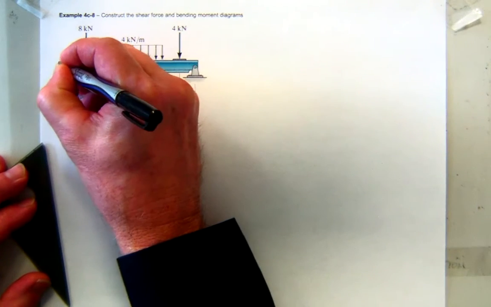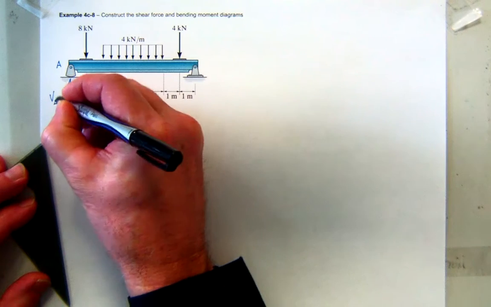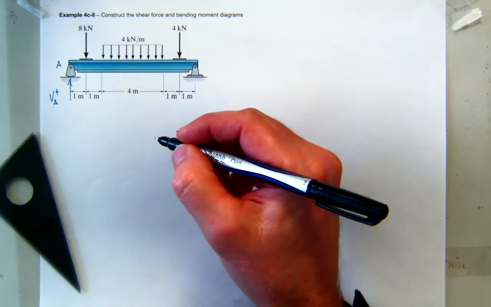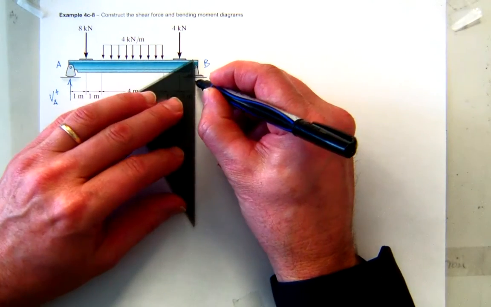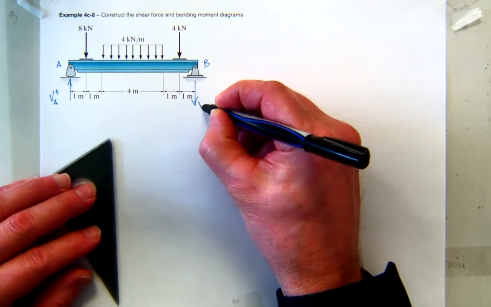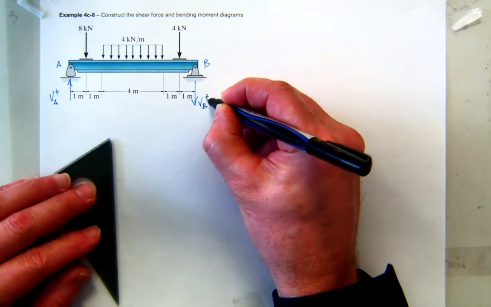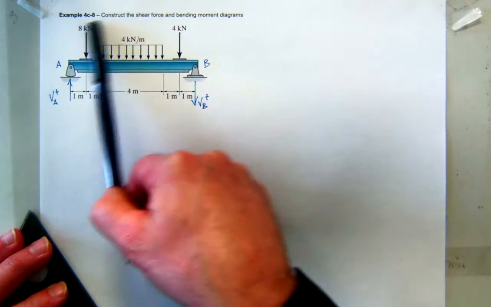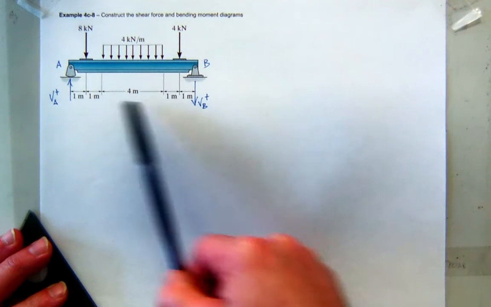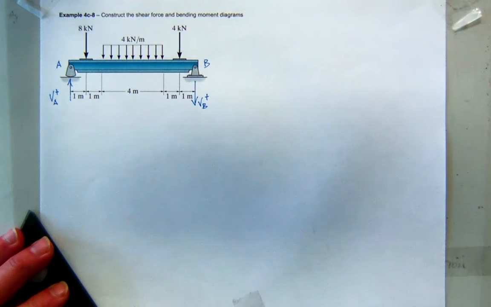So I'll call this point A. I'll find the shear at A. There's positive shear at A. I'll call this point B. And there's positive shear at B. So I'm going to use my equations for equilibrium of this free body diagram, which I can do. I only have two unknowns, so I can solve for that.